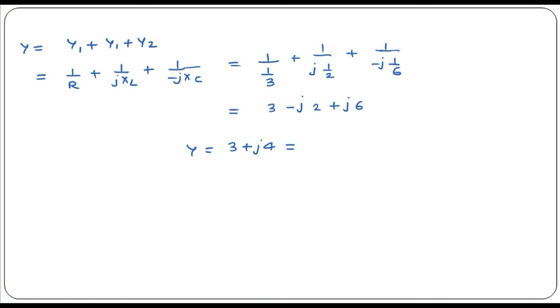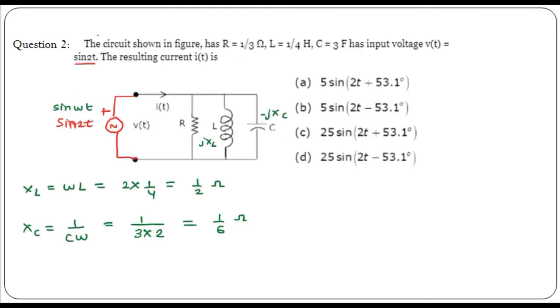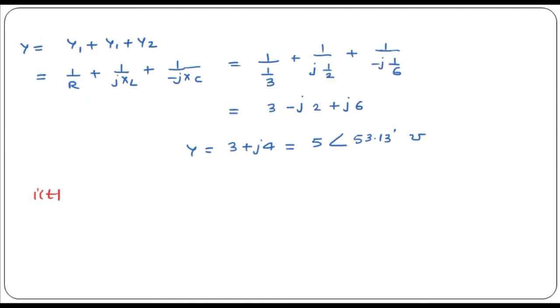So if we write it in the polar form, its magnitude will be equal to 5 and the angle is given by tan inverse of 4 by 3, which gives 53.13, and the unit is mho. So we have to find out the current, that is, we have to find out the IT current. So this I of t current is given by V of t by Z, but we have calculated the admittance, so it will be given by V of t into 1 by Z, where 1 by Z is the admittance. So the voltage given in the question is sine of 2t and the admittance value we have calculated as 5 angle 53.13.